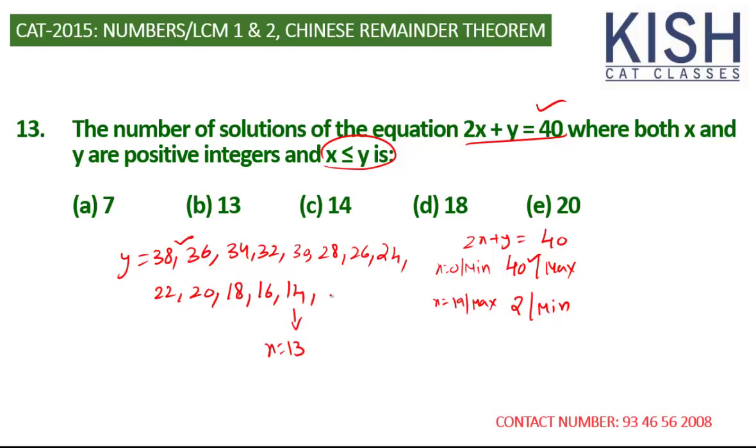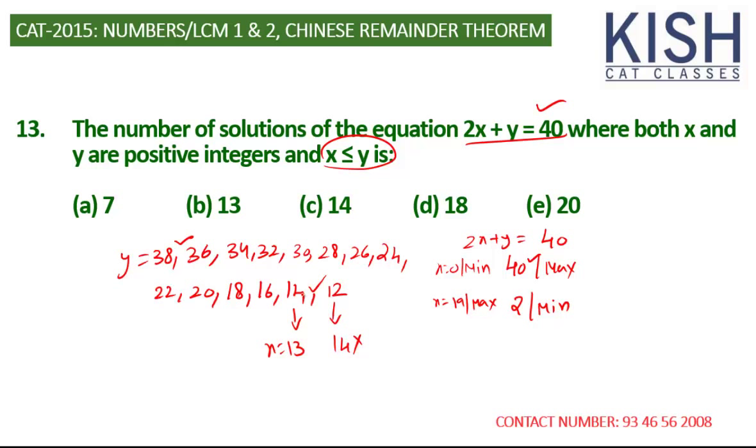What happens if we take y as 12? If y equal to 12, then 2x equal to 28, x equal to 14. So this is ruled out, up to this one. So 1, 2, 3, 4, 5, 6, 7, 8, 9, 10, 11, 12, 13 values it can take. It starts from 14. If y is going to be 12, then x is going to be more than y, that is ruled out.